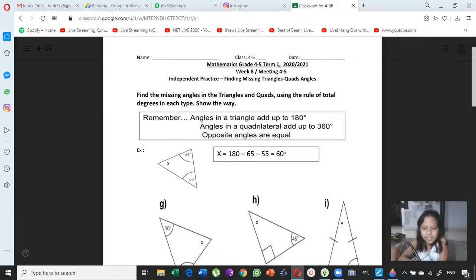Here we go. This is the example. This is a triangle. In here is 65 degrees, and in here is 55 degrees. And in here is x. X means we don't know what degrees it is. We need to find out. So this is a triangle, right? So it adds up to 180.